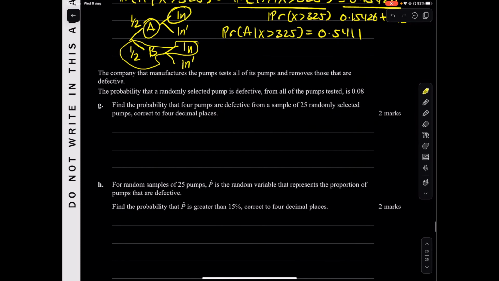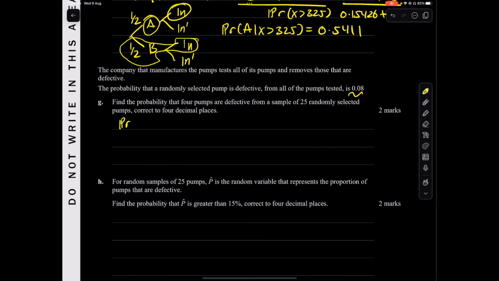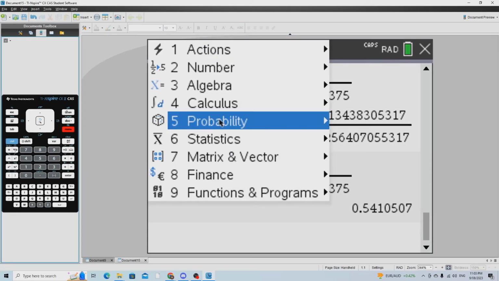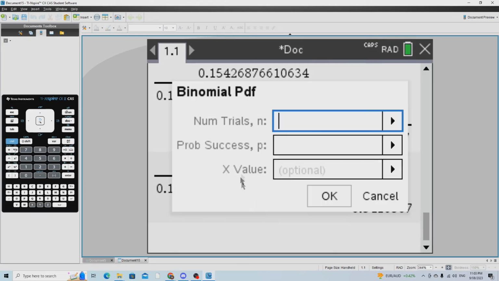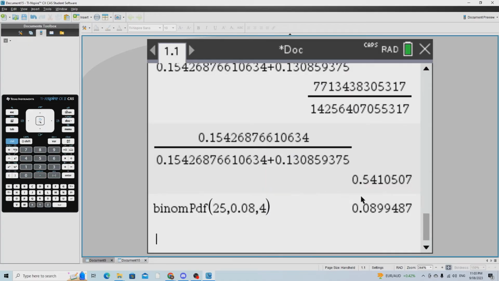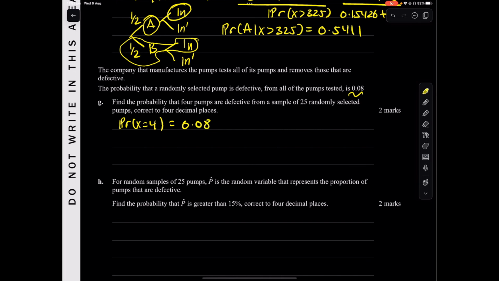A company that manufactures the pump tests all of its pumps and removes those that are defective. The probability that a randomly selected pump is defective is this. Find the probability that there are 4 defective pumps in a sample of 25 randomly selected, so the probability that x equals 4. This is easy. I'm just going to use my calculator: menu, probability distributions, binomial PDF, number of trials 25, p 0.08, x 4. That gives us this value here, 0.099 to four decimal places.